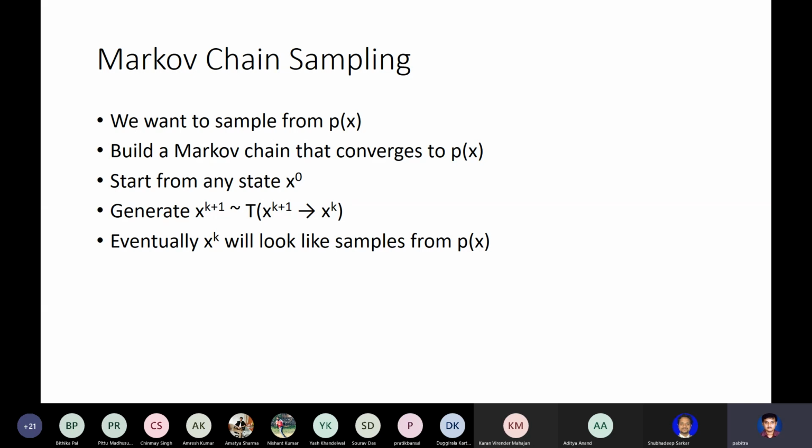Build a Markov chain that converges to Px. Start from any state x0. You keep on generating xk plus 1 using the transition probabilities. And if you throw away the burn-in period and look at only the asymptotic samples, your samples will be a good sample, a fair sample from your target distribution Px. And this process is known as the Markov chain. I have included it from the discrete point, but as well, these states can be continuous.